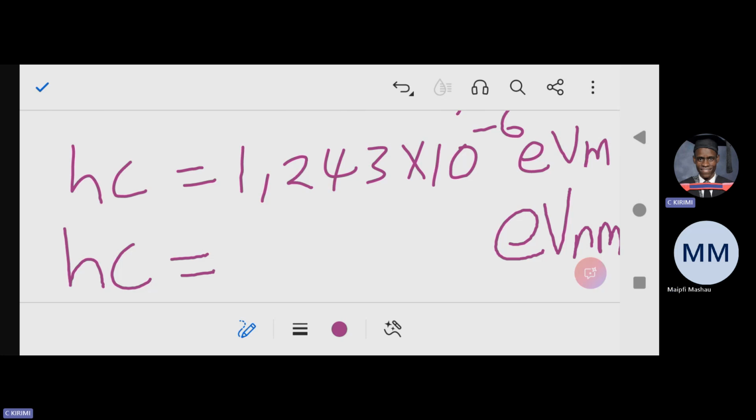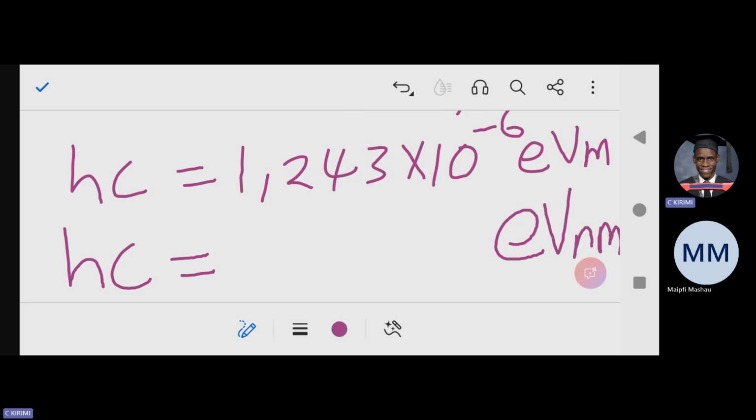So there are two ways. Which means you can give your answer in joules, you can also give your answer in electron volts. So we are just doing both of them. For now, we are doing electron volts. Then we also find the answer in joules, so that when the question comes, then it's specific.